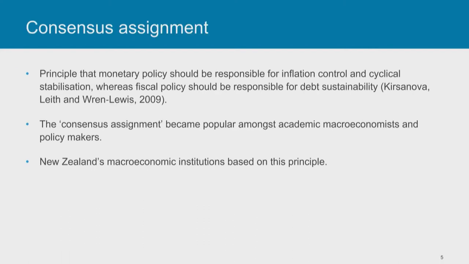So we'll start with the consensus assignment. This is the principle that monetary policy should be responsible for inflation control and cyclical stabilisation, whereas fiscal policy should be responsible for debt sustainability. The consensus assignment became popular amongst academic macroeconomists and policymakers, and essentially New Zealand's macroeconomic institutions are based on this principle.